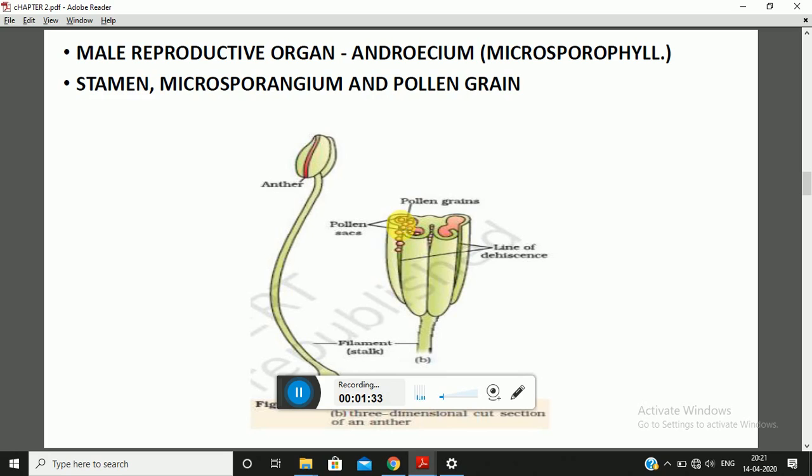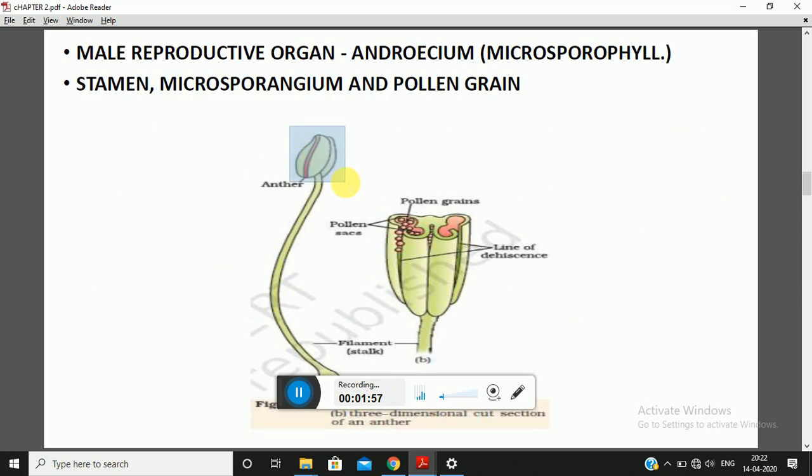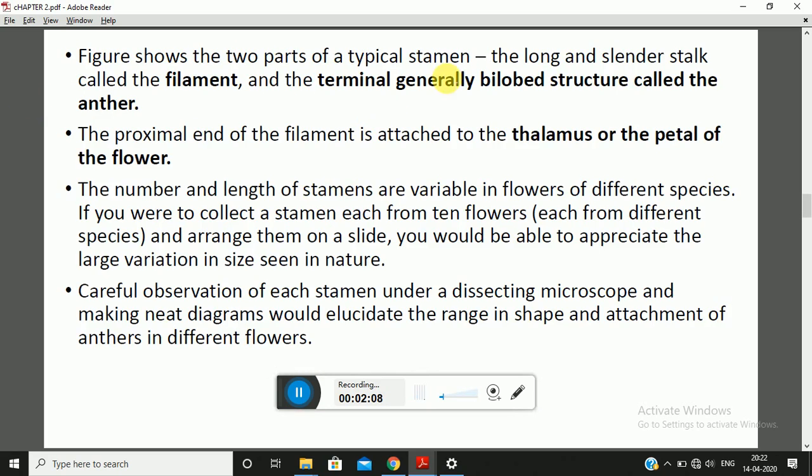Now going into more detail regarding the male reproductive organ. Here, as the figure shows, there are two parts of a stamen. Stamen consists of two parts. The first one is a long slender stalk-like structure which is known as filament, and the terminal bilobed structure which is known as anther. So anther is a bilobed structure. If you see the structure of anther, you can see presence of two different lobes. The first lobe and back side there is the another lobe. So basically anther is a bilobed structure.